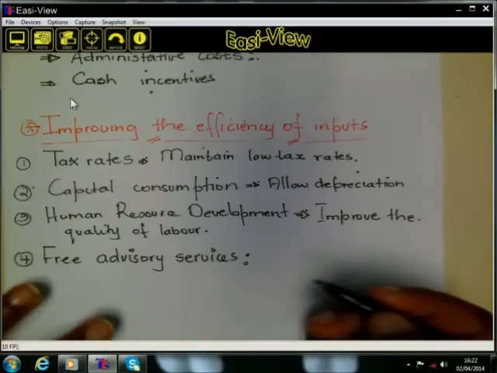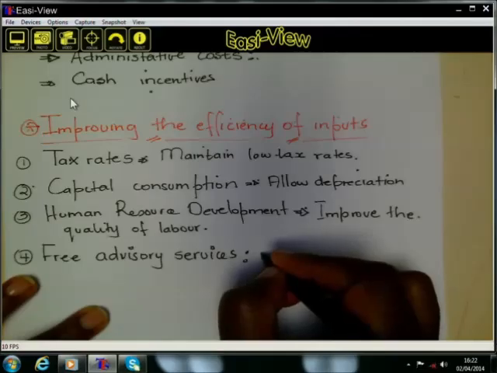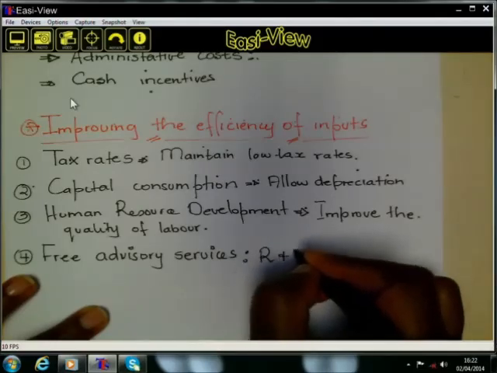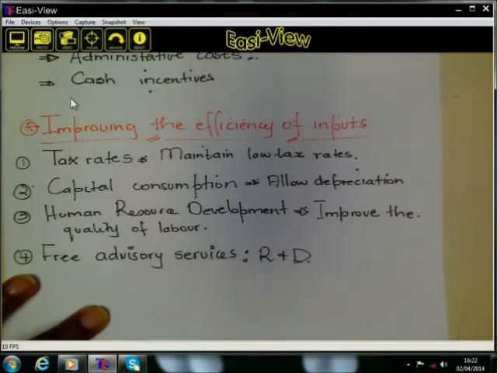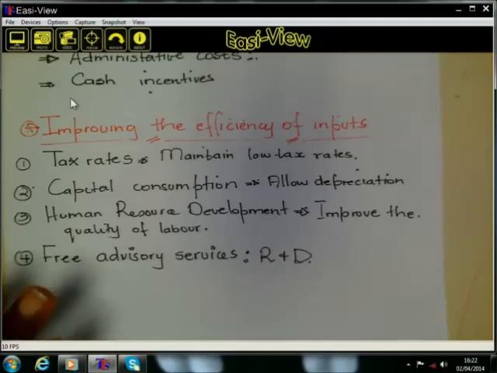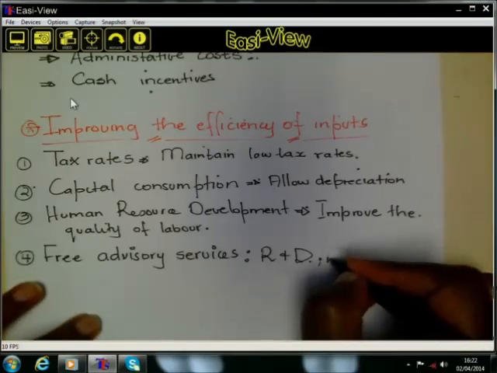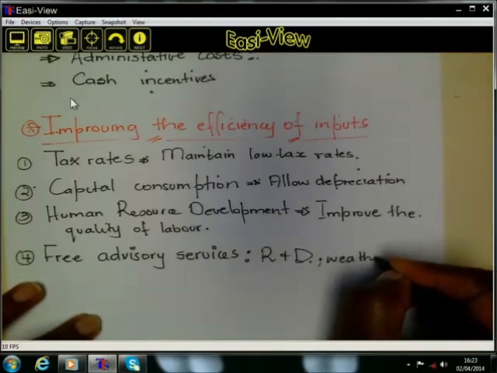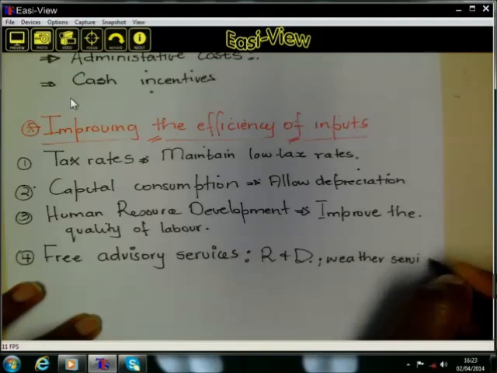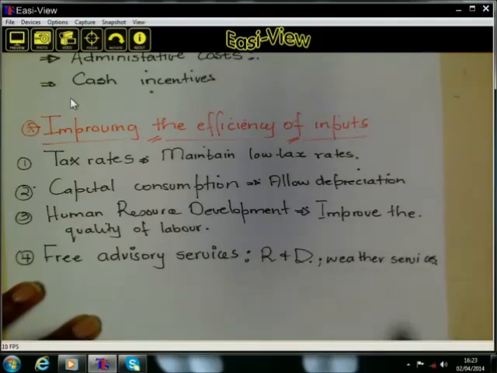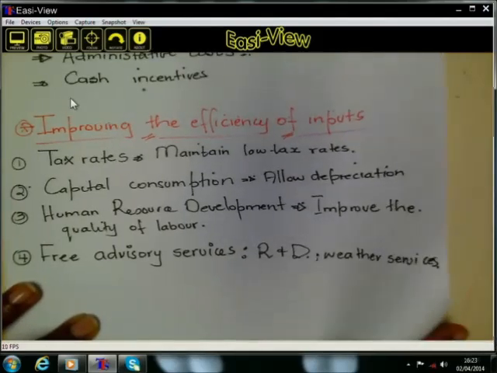Like for example, we look at research and development. They must do R&D so that people already know what is in the market, which goods are acceptable, which goods are not going to be acceptable. The weather service, because some businesses are controlled by the weather. So they need to know whether it's going to rain. But these days, the weather has been so confused. Let's hope they get it right eventually.